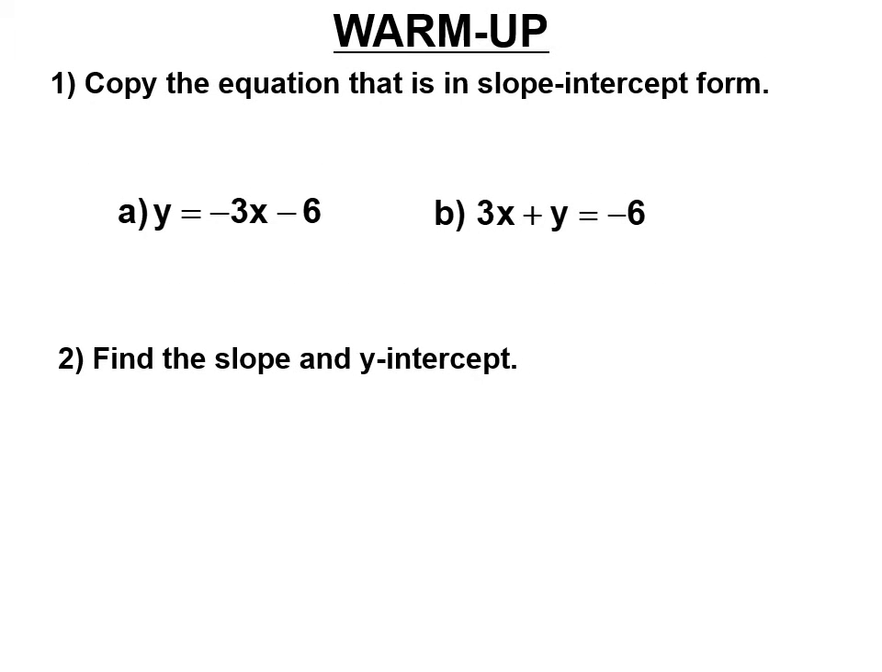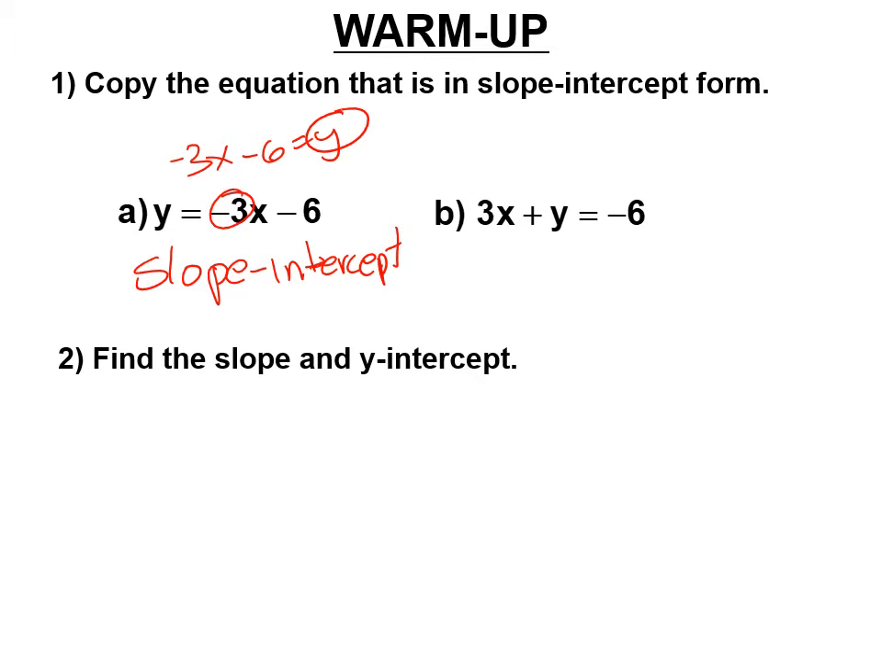Right. So which one of these is in slope intercept? Well, it's the one that's y by itself. If it has y by itself, that's slope intercept. It even could be in the other direction. As long as y is on one side by itself, that's slope intercept. As soon as we see that, we know that we can find the slope. It's -3, and the y-intercept is 0, -6.